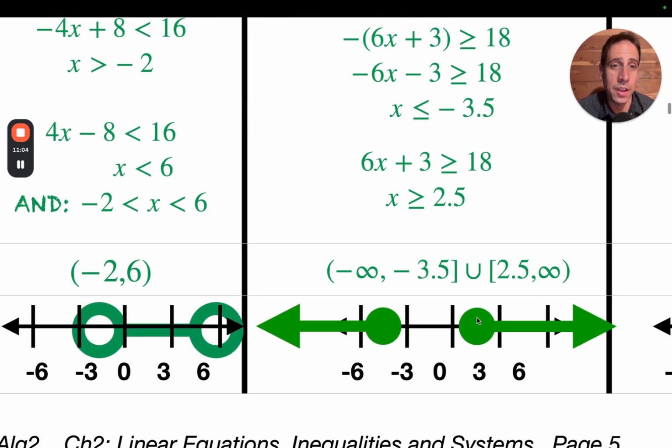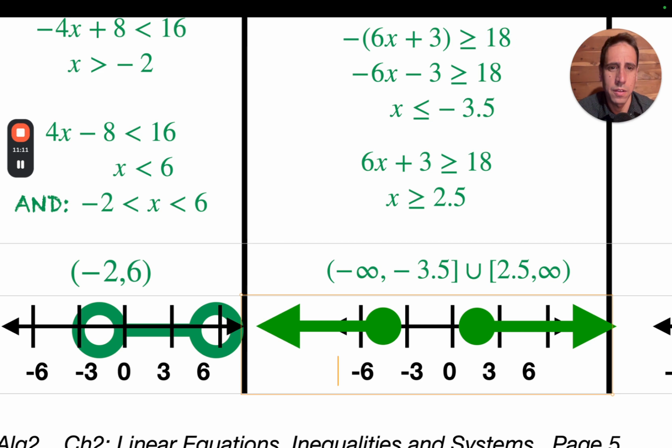But we pick it up again at 2.5, and maybe I wonder if I could just move this over a little bit. Yeah, I hope that makes a bit more sense. All right, so we pick it up again at 2.5. 2.5 and including 2.5 is a solution, and then everything greater than it all the way up to positive infinity.